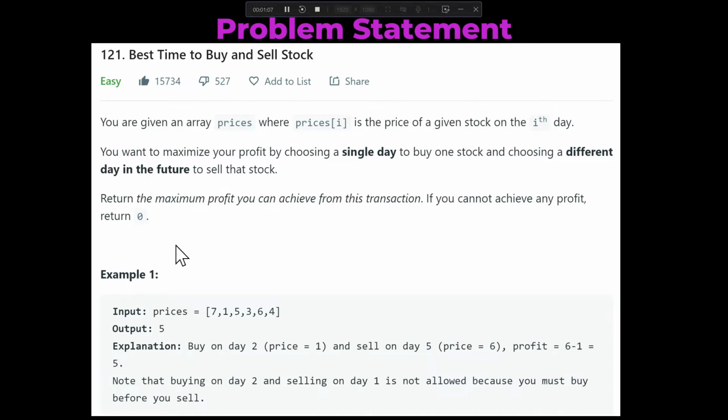Let's have a look at example 1. This is the price array: 7, 1, 5, 3, 6, 4. From here, we can see that if we buy on day 2, the price is 1. We sell it on day 5, the price is 6. The profit will be maximum. We can't buy and sell on the same day because of this restriction.